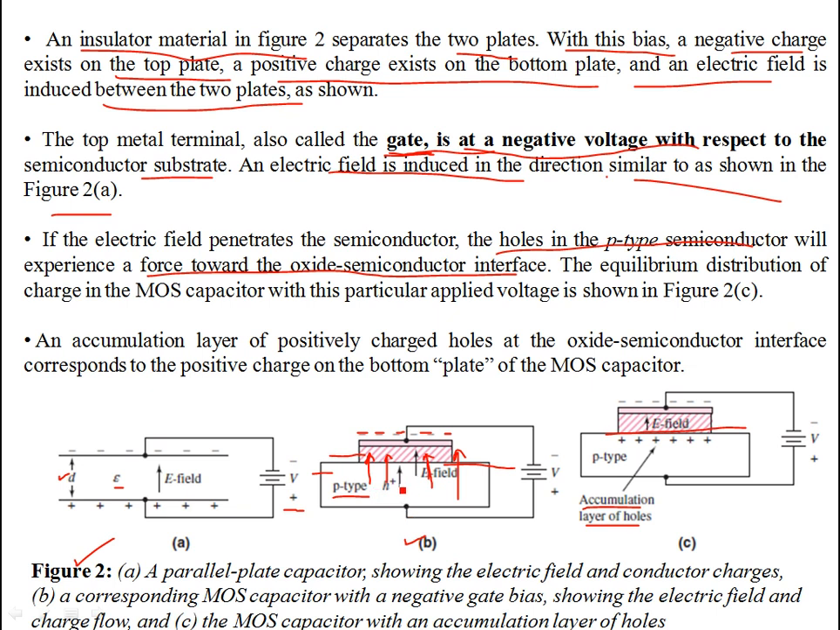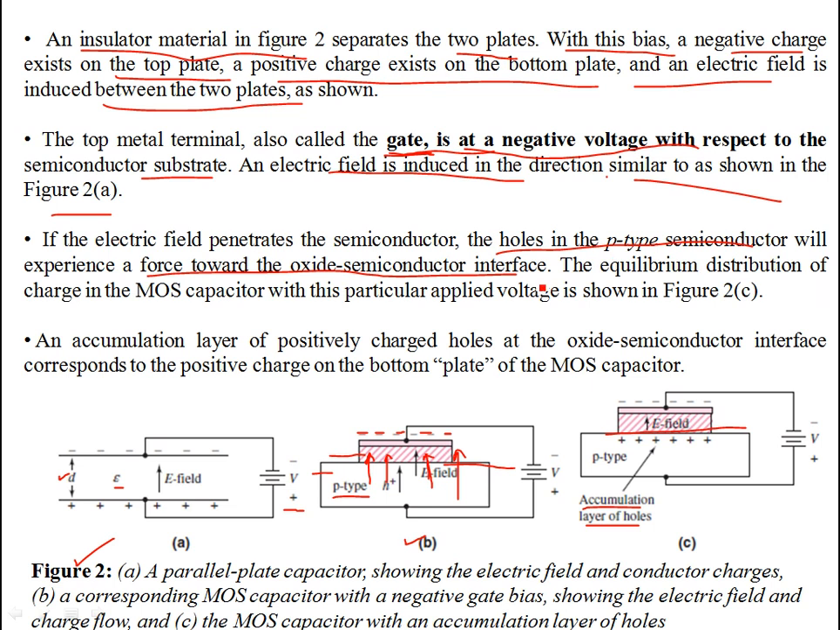You see that this is positively connected. The holes are also carrying positive charge, and they are going to be repelled. They are going to experience a force in the direction of the field, and they are going to accumulate themselves across the interface of the semiconductor and the insulator side of the MOS capacitor.